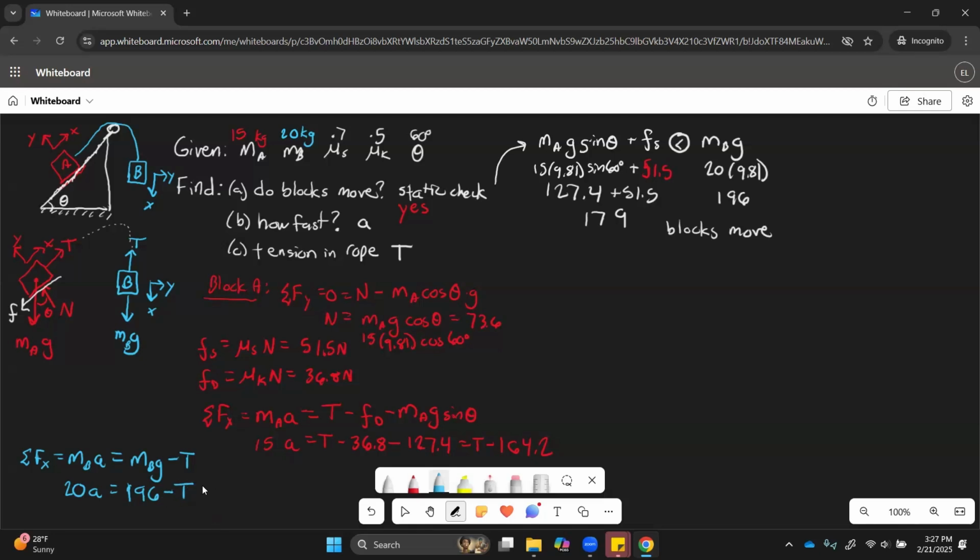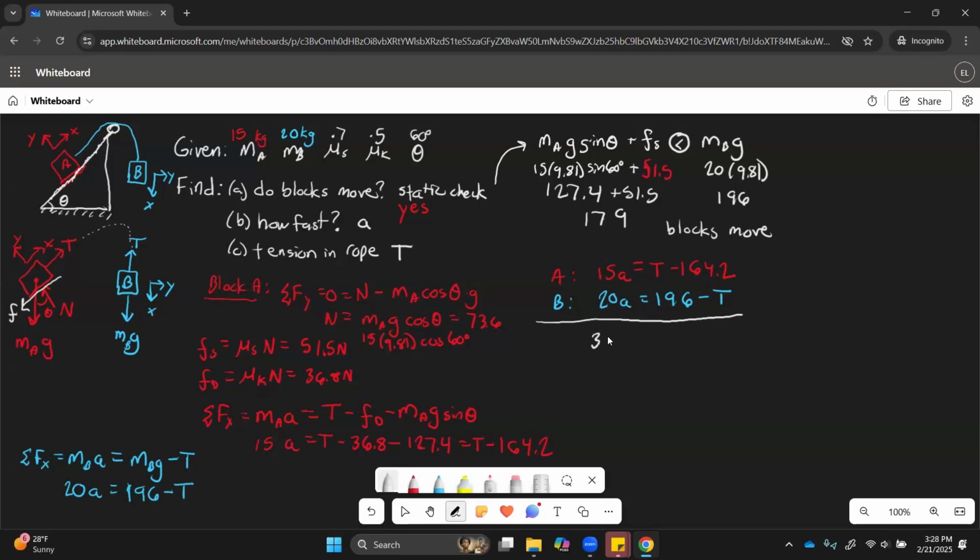Okay. So now we need to take the blue block equation and the red block equation and combine those. So let's write them back up here. We have 15A equals T minus 164.2 from block A. And then from block B, we have 20A equals 196 minus T. So if we combine those, you can solve this by substitution, where you rearrange and solve for T and plug back in, or you can solve by elimination, where you just add these equations together.